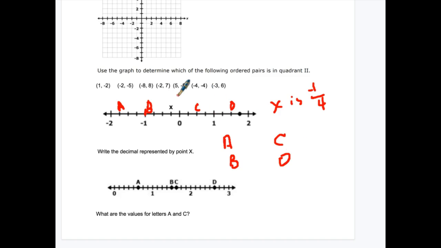Okay, well, again, I'm going to start with my point of origin. And I know each of these interval markers is 1/4. And I know that this is negative 1. So if I'm looking at A, there's negative 1, negative 1 and 1/4, negative 1 and 2/4, negative 1 and 3/4. So negative 1 and 3/4 for the value of A.